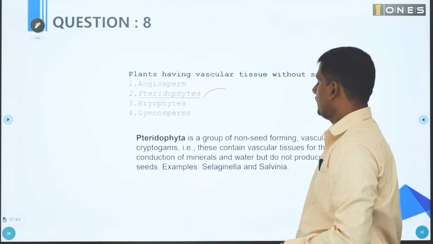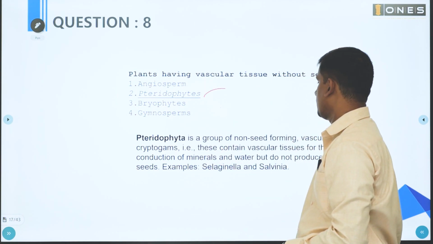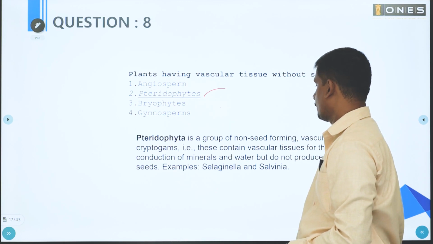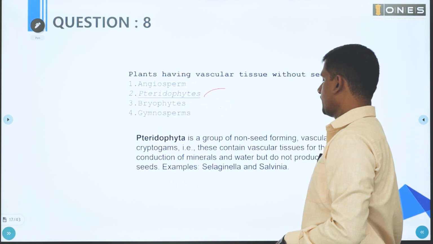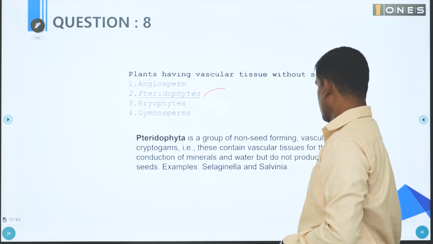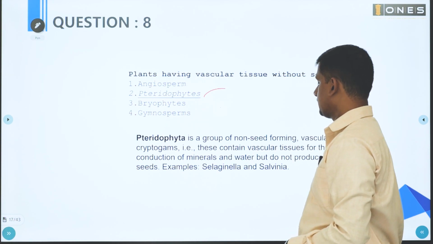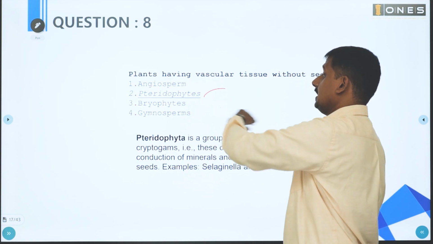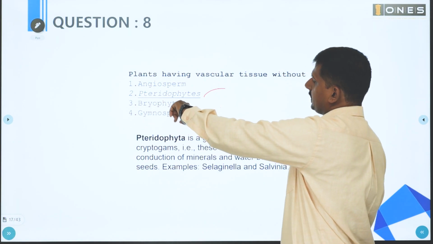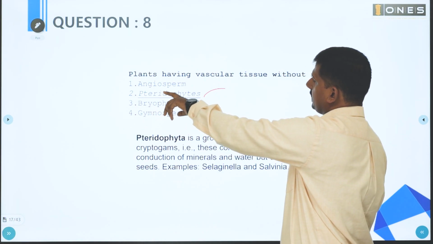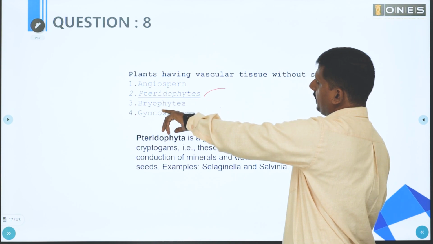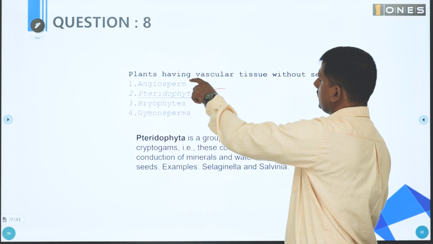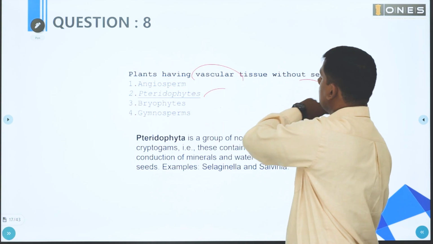Okay, pteridophytes is a group of non-seed forming vascular cryptogams, that is, these contain vascular tissue for the conduction of minerals and water but do not produce seeds. Examples are Equisetum and Salvinia. So plants having vascular tissue without seeds, and the answer is pteridophytes. Angiosperms have both seeds and vascular tissue, even bryophytes and gymnosperms differ, but pteridophytes have vascular tissue without seeds. So the vascular tissue is present but seeds are absent.